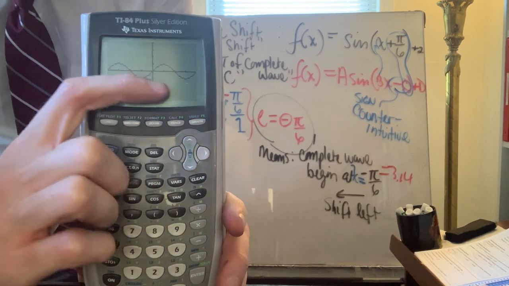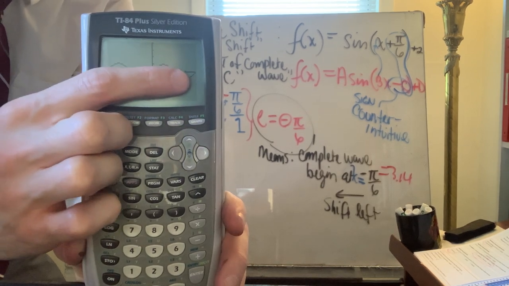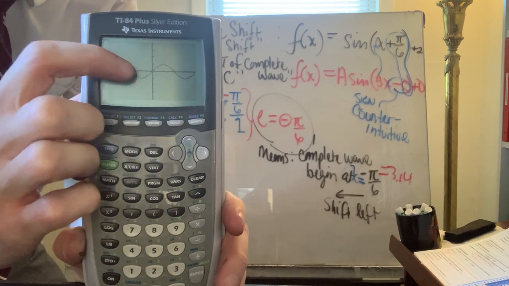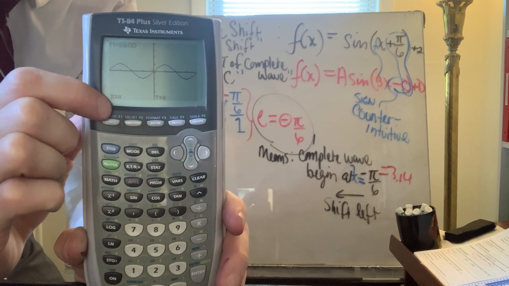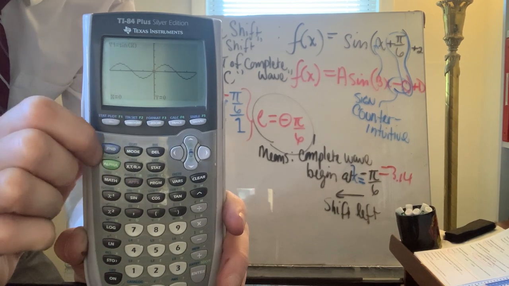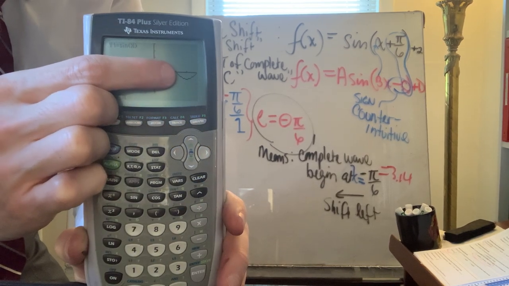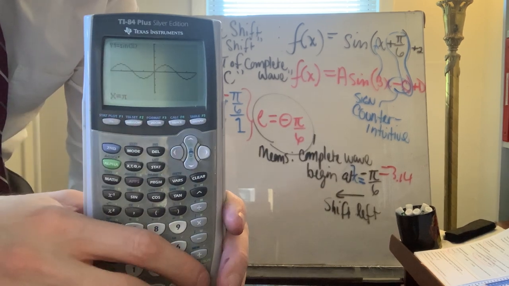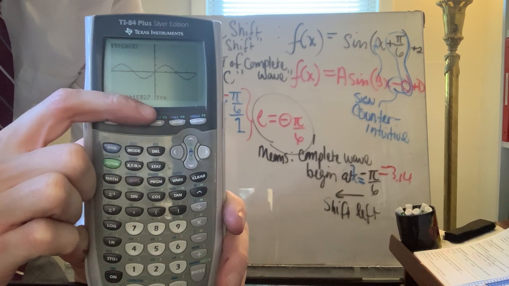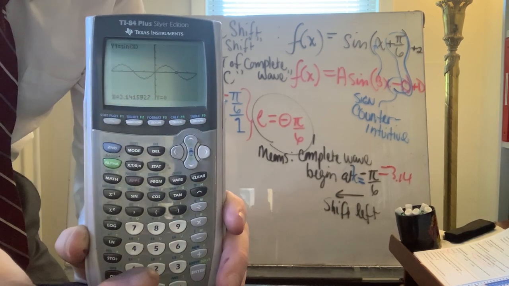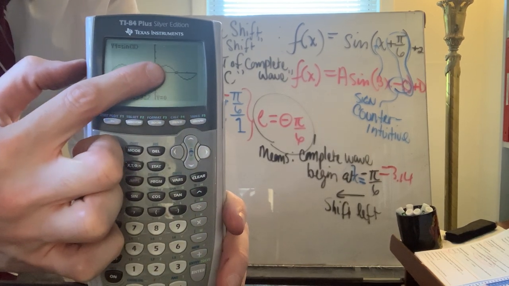Bear in mind, these increments are still for the standard sine. That would be pi over 2, pi, 3 pi over 2, and the edge of the screen would be 2 pi. But if you hit trace, bear in mind it's going to give you the decimal equivalent. So if you wanted to go to x equal to pi, it will tell you that y is equal to 0. It's going to give you the decimal equivalent of pi, 3.14159. Anything else would be a fraction of that. If you went back to here, pi over 2 would be 1.57 or something like that.